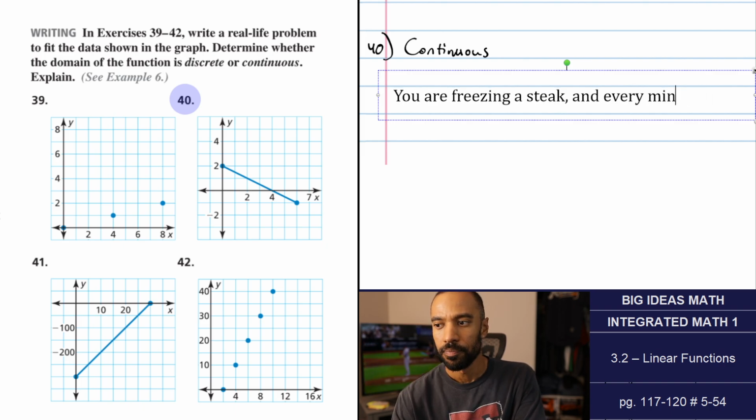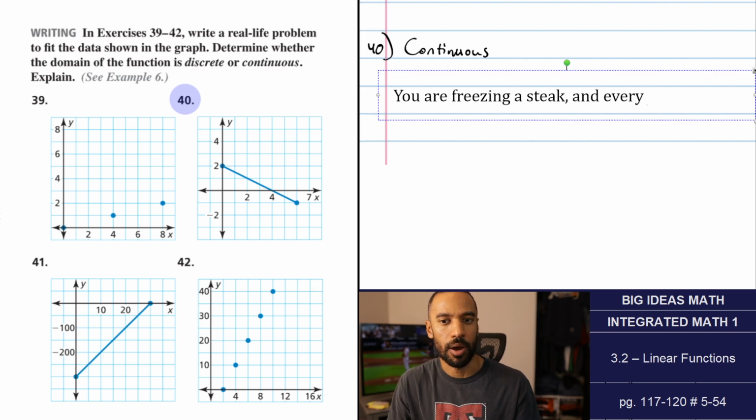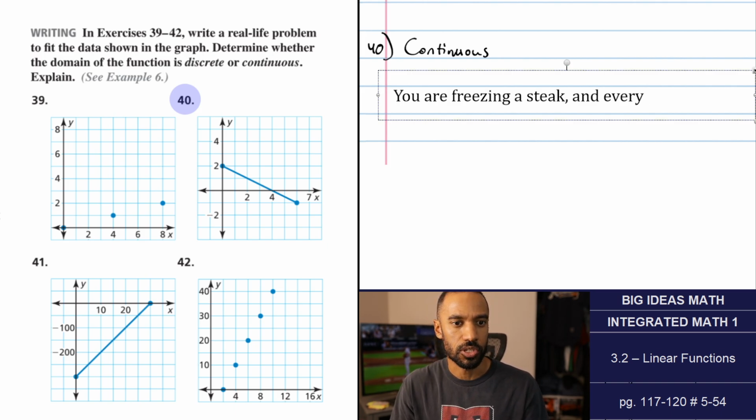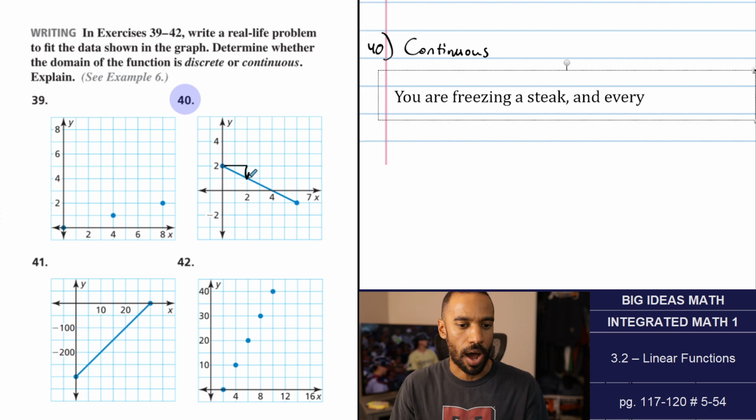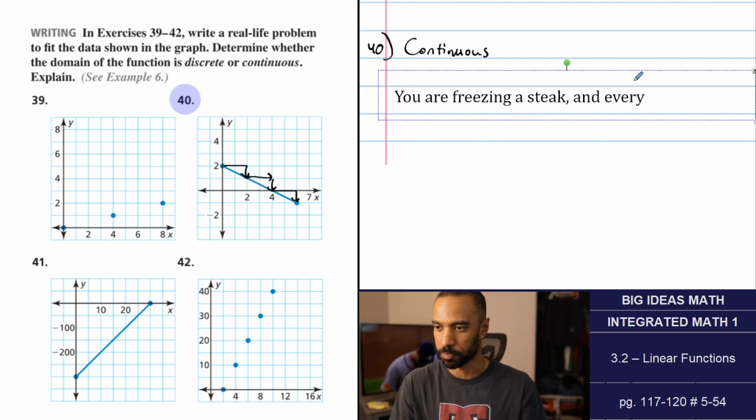the steak. Well, here's the thing. I don't know how much we need to talk about rates, but because it's linear, there's a rate of change here. Every time another 2 minutes passes by, the steak freezes another degree. It gets another degree colder. Another 2 minutes, another degree colder. Another 2 minutes, another degree colder. So that's going to be my explanation of this.